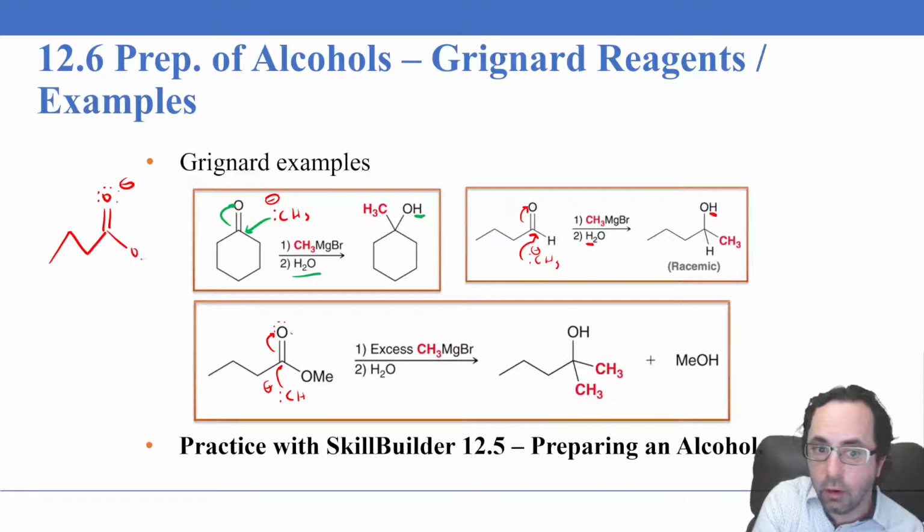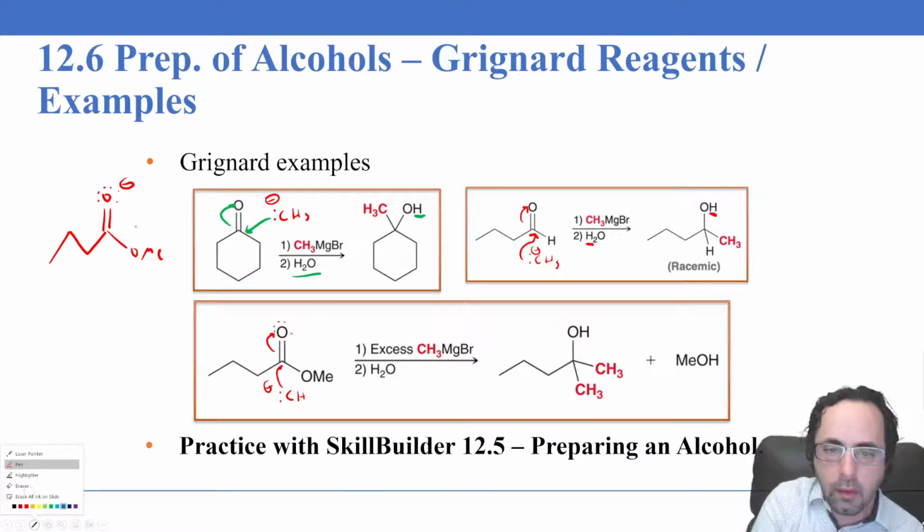Which is hard. And then, remember that usually these alkoxides are terrible leaving groups. However, whoops, I have a double bond here. This should be single.